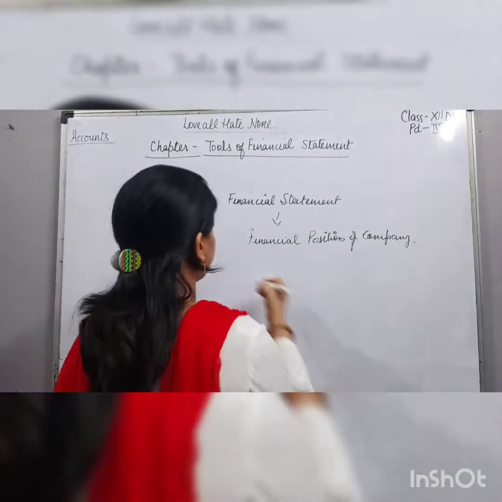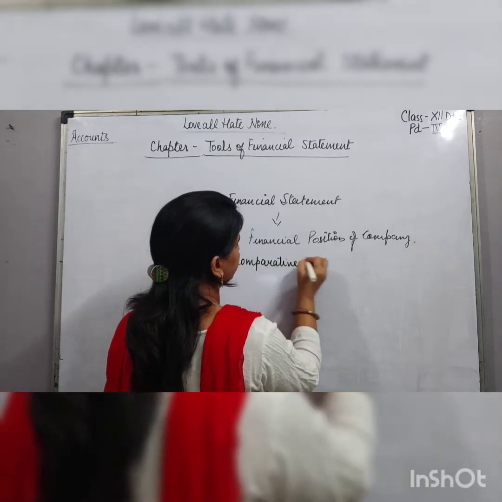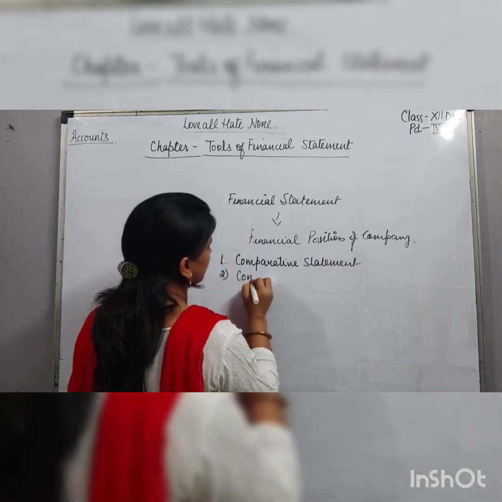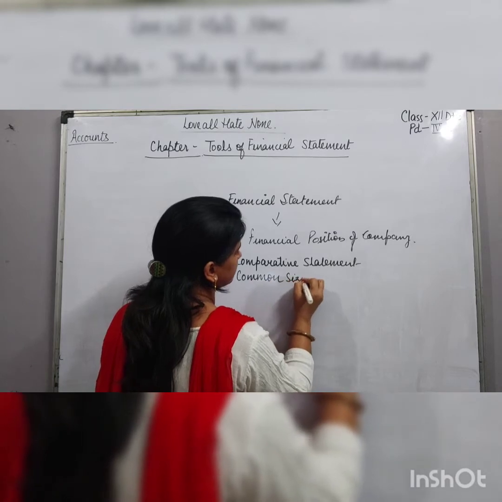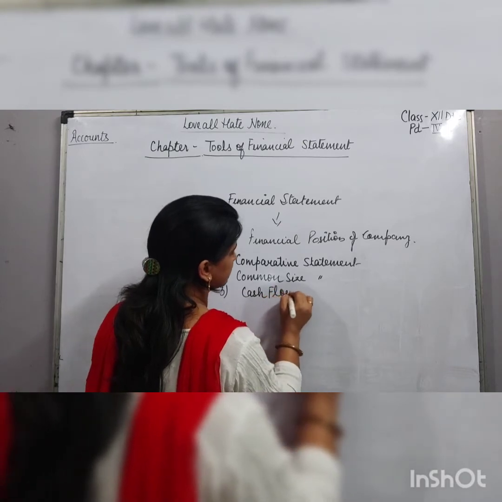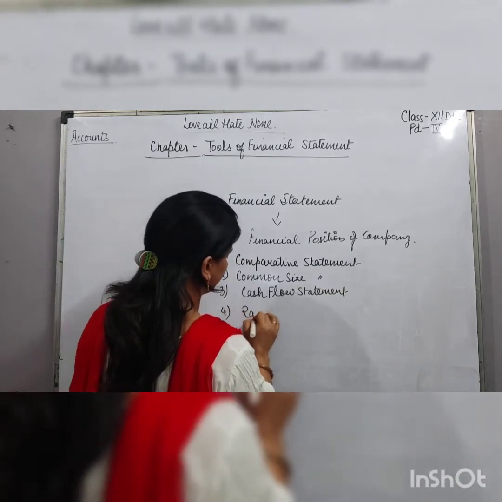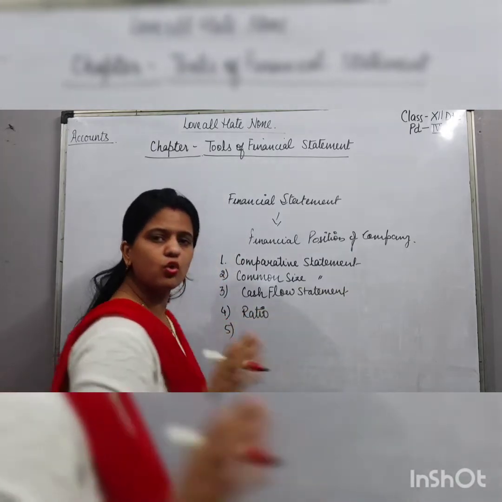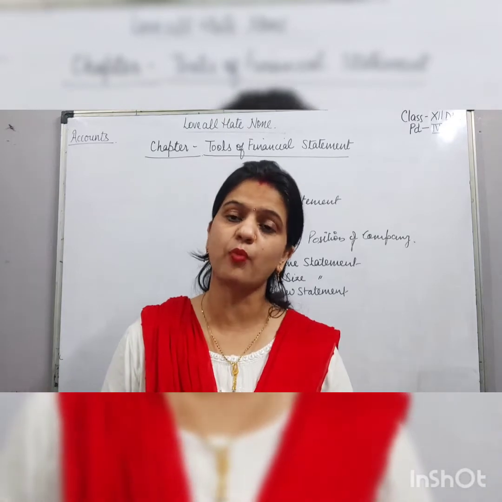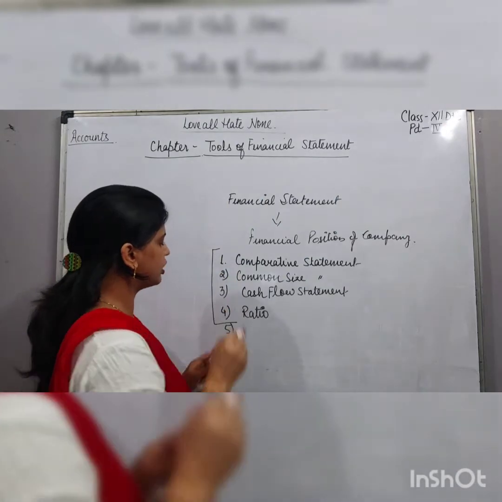These tools are, we can say, the first is comparative statement. Second one is common size statement. Third one is cash flow statement. And fourth one is ratio analysis. There are 2 or 3 other tools also, but they are not in our syllabus. That is fund flow statement and break even point analysis. That is not our syllabus. So we'll discuss these 4 in the volume 2 book.